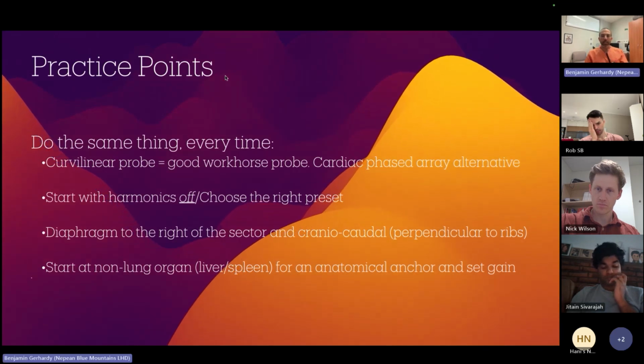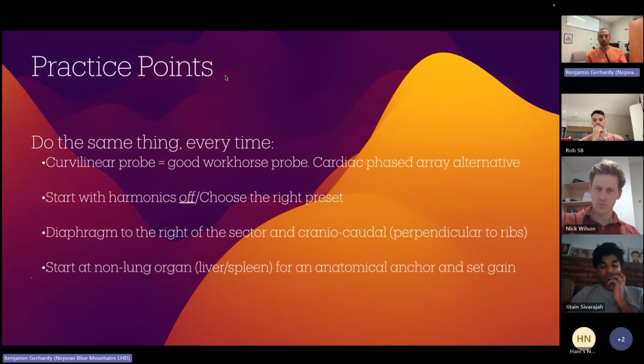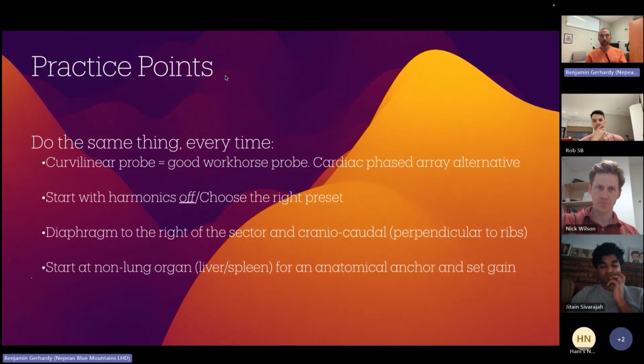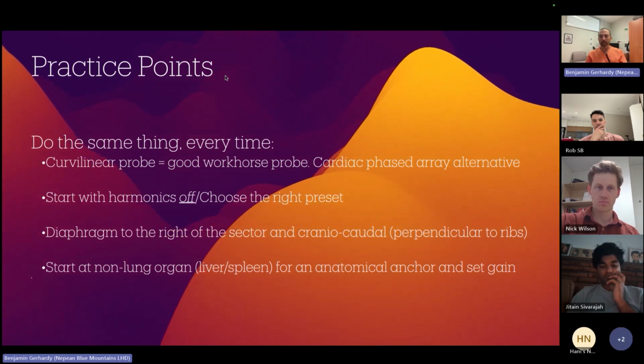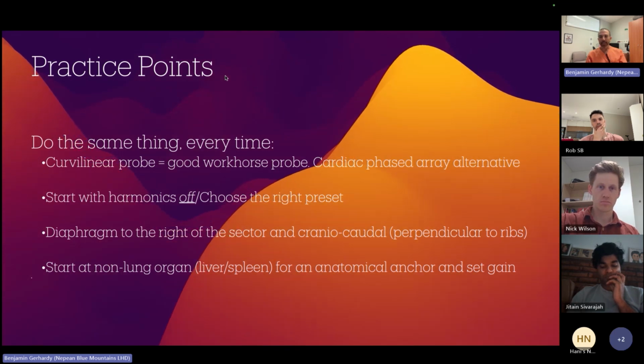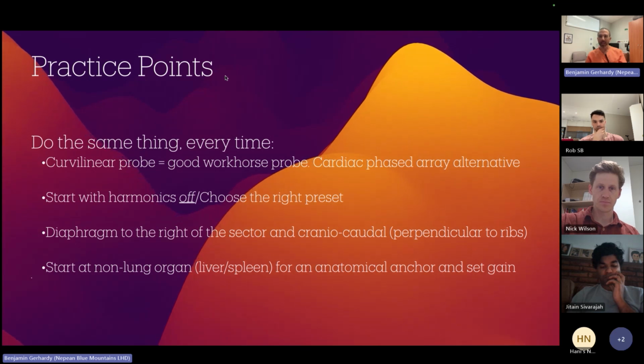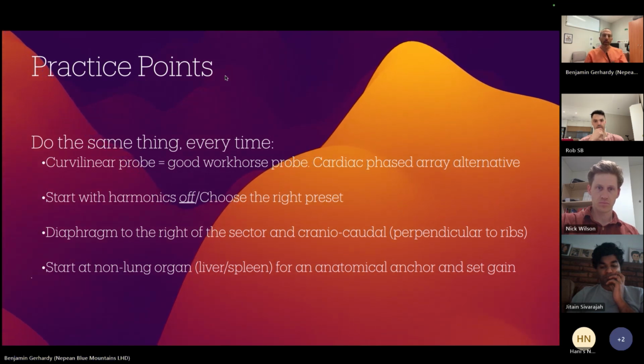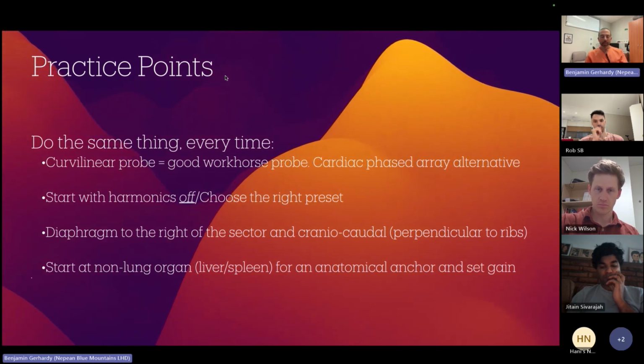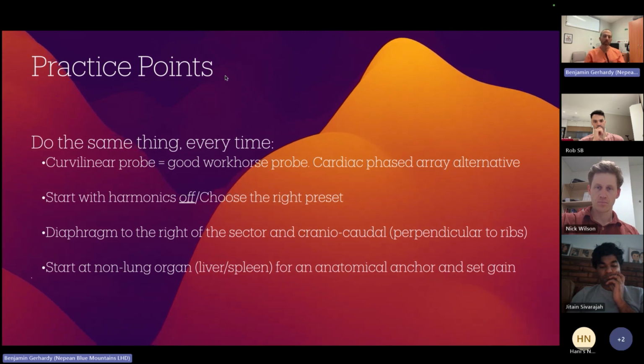It's not physics. For those that are going to sit module 1, the DDU module 1 exams, you expect some questions on the fundamentals of physics and some of these formulas that they use. In terms of being pragmatic and practical about using lung ultrasound now, it's really important to do the same thing every time.